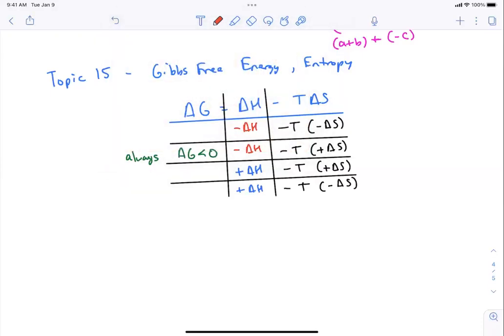What about this bottom one? Positive delta H minus T times negative delta S. It's always positive. So this is never spontaneous, because delta G is always greater than 0. No matter what you do, because temperature can't be negative, by the way. Temperature cannot be negative because it's in Kelvin. So the only signs that matter are delta H and delta S.